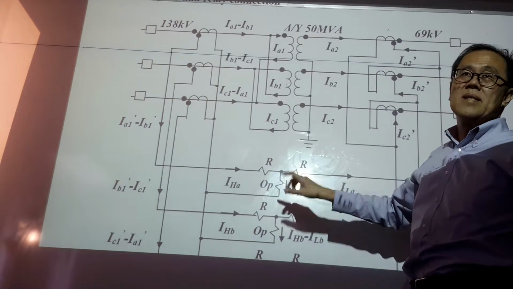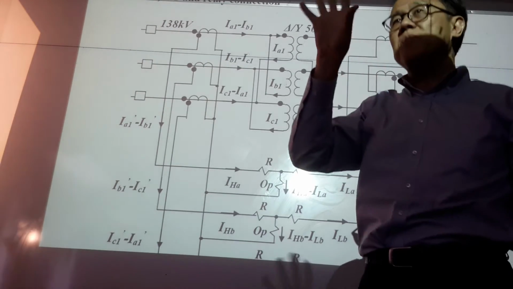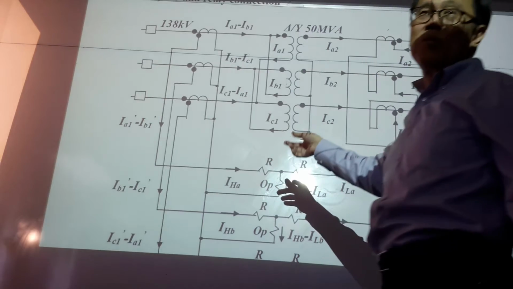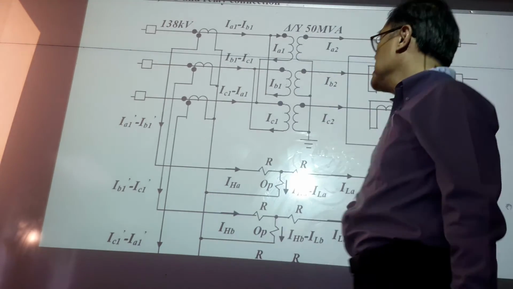It cannot take too high a current. Most relays operate at only 5 amps, cannot be too high. So we cannot suddenly put a few hundred amps, you'll burn the relay. So that's why you're using a CT.